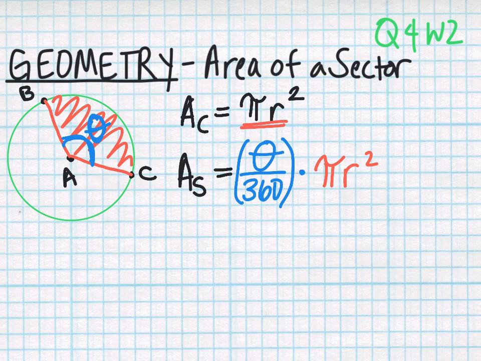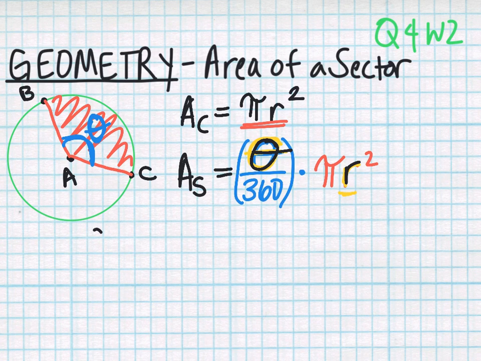So just looking at this formula that I've written down, I'm going to need to know theta. I need to know how big the angle is. I also need to know the size of the radius. If I do not know theta and I do not know the radius, then I cannot find the area of the sector. So to solve this problem, I'm going to have to give you some information.